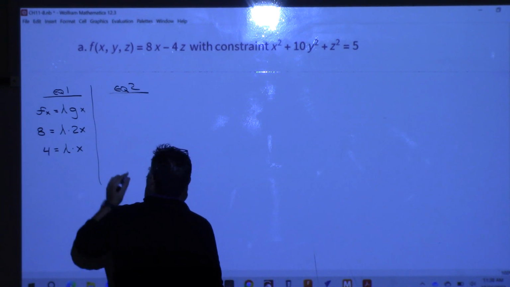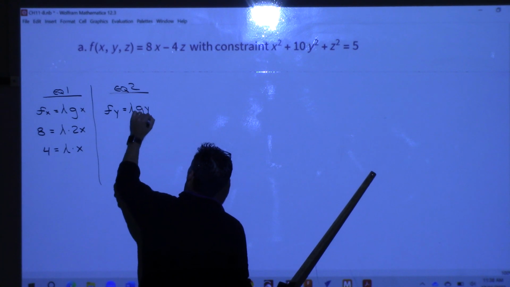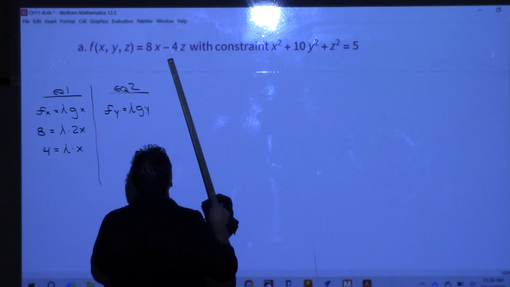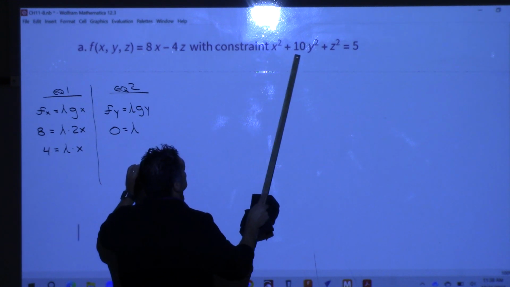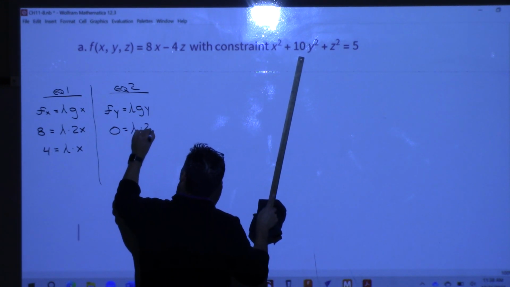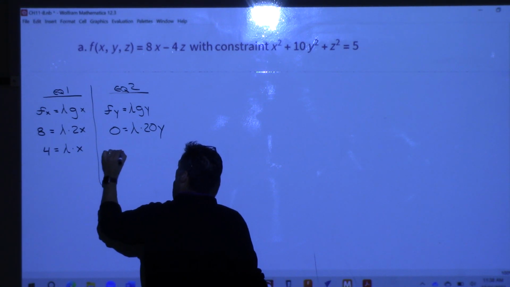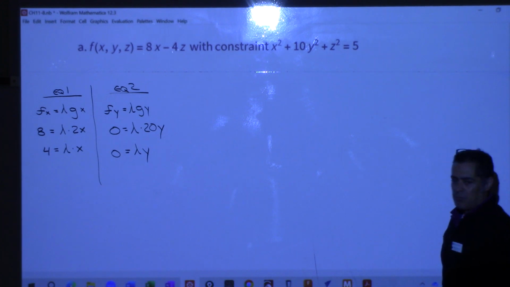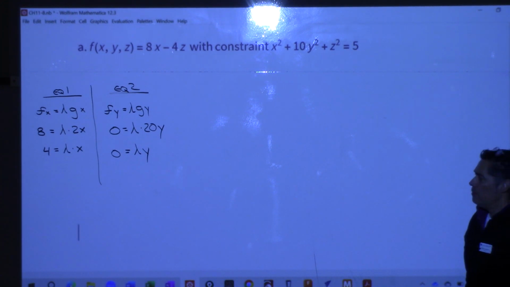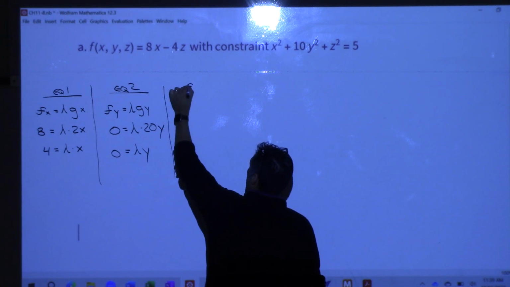Okay, equation 2, partial f with respect to y must equal lambda partial g with respect to y. Partial f with respect to y, 0 must equal lambda times 20y. I can divide both sides by 20. Lambda y equals 0. So either lambda is 0 or y is 0, right? Okay, now equation 3.